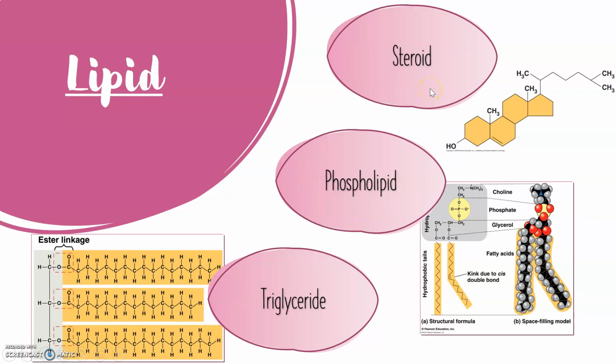Next, you are introduced to steroid, which is easily identified by the 4 fused rings. An example of steroid is cholesterol.